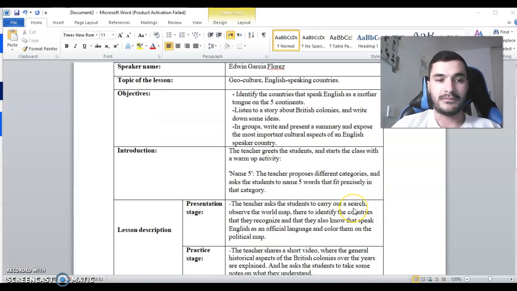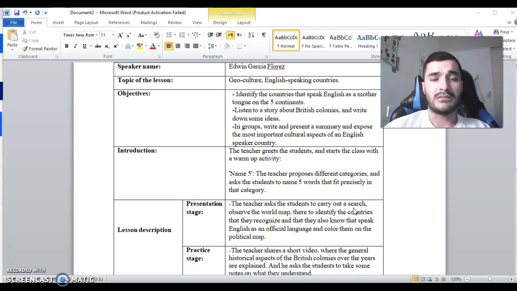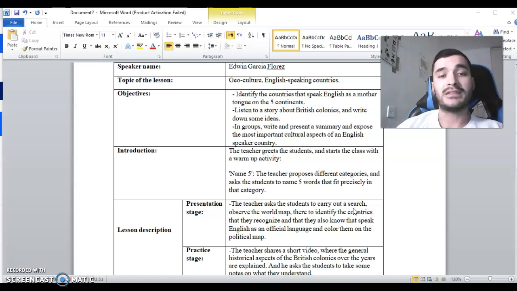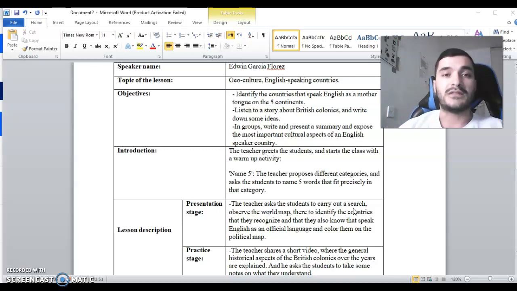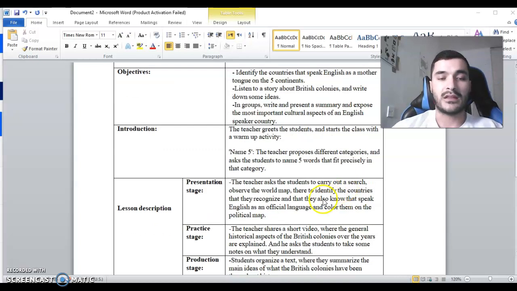So the introduction is going to be when the teacher greets the students and starts the class with a warm-up activity. In this case, the warm-up is going to be a game called Name 5, where the teacher proposes different categories and asks students to name five things that fit precisely in that category.